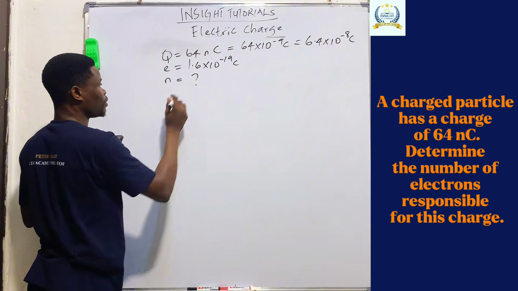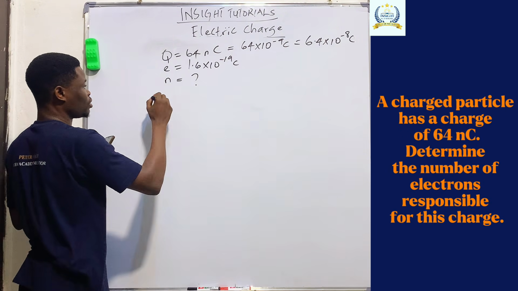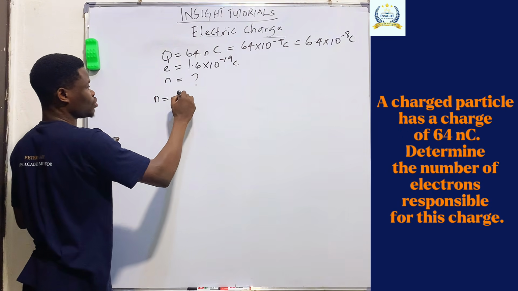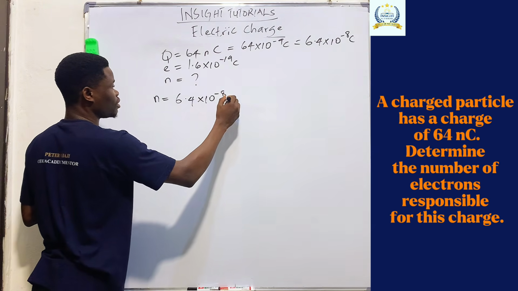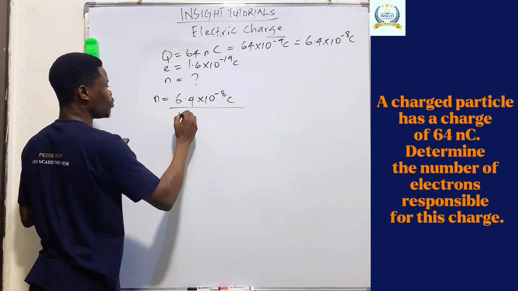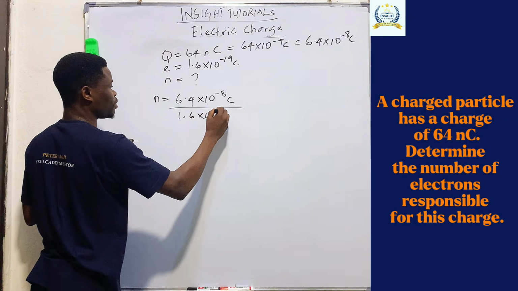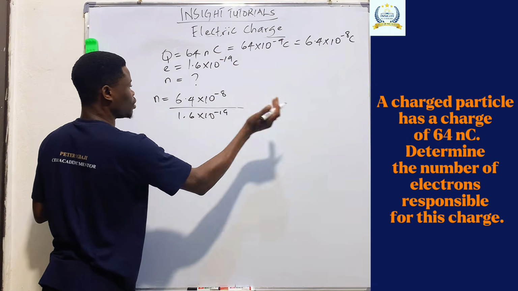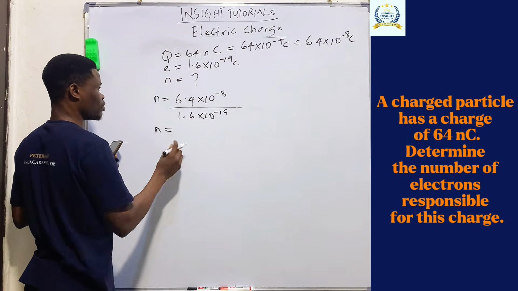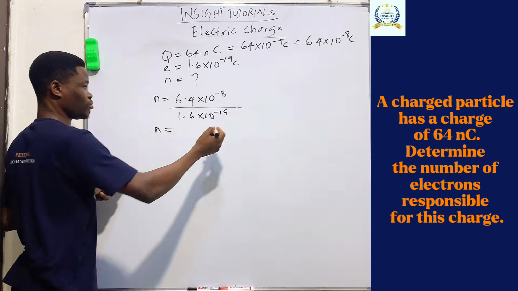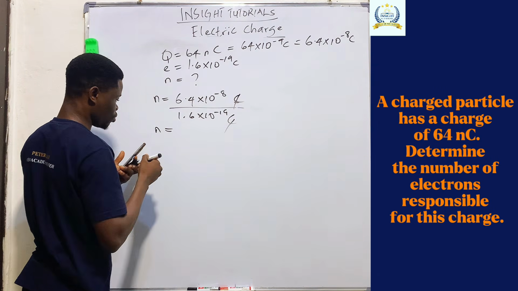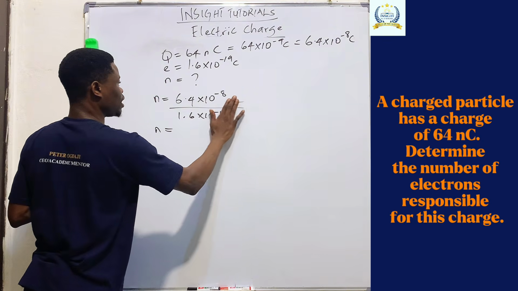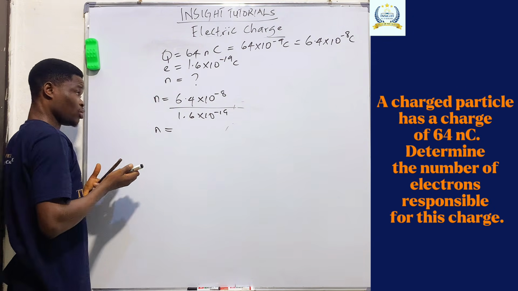So we are looking for the number of electrons that this body possesses. So N is equal to 6.4 times 10 raised to the power of negative 8 coulomb all over 1.6 times 10 raised to the power of minus 19. Let us give out the value, because coulomb will cancel coulomb. If we have coulomb here, we have coulomb here. So what we'll be left with now is just electrons that we're looking for.